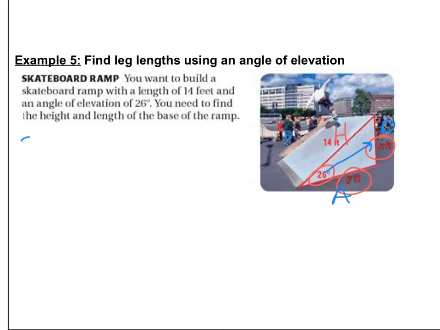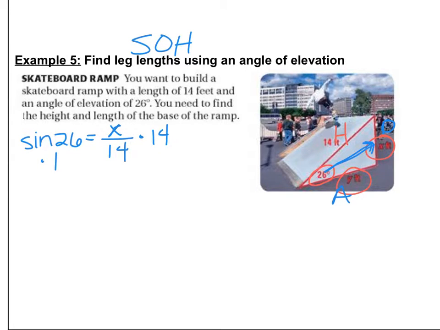So the first one we're going to do is sine, and then it's going to be sine of 26 is going to be equal to x over 14. Again, sine is opposite over hypotenuse. We want across from the angle, that's our opposite, over the hypotenuse. Multiply by 14 on both sides. You're going to get x equal to 6.14.